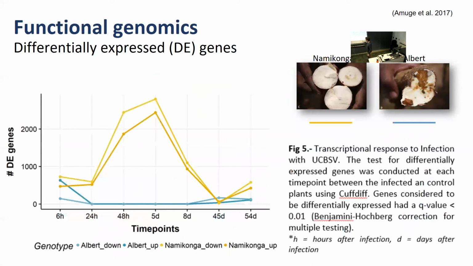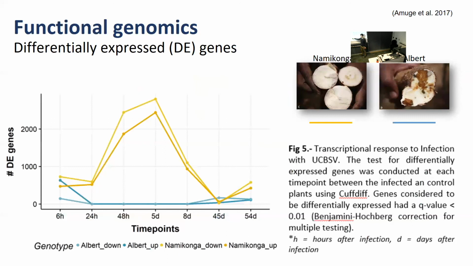Okay, this transcriptomics study was performed by Teddy Amuse and published in 2017. And she basically grabbed two contrasting genotypes, Namikonga, resistant to CBSD, and Albert, really susceptible. And she grafted these varieties with infected scions and non-infected scions and evaluated differentially expressed genes across 7 different time points. 6 hours after grafting, 24 hours after grafting, 48 hours, and so on until 54 days after grafting.